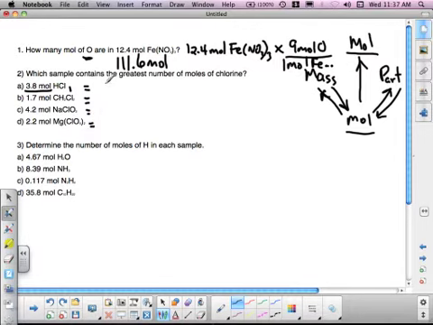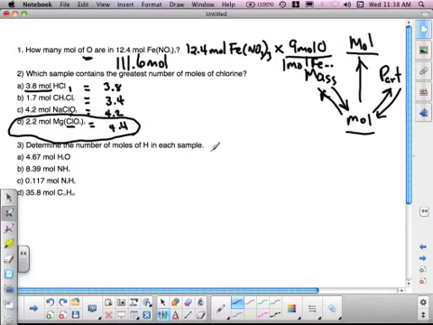All right, so 3.8 in A is 3.8 times 1. 3.4 in 2, 1.7 times 2. In C, it is 4.2 times 1. There's only a 1 there next to the chlorine. And then in D, it's 2.2 times 2. Remember, we're just looking at chlorine. So that's 4.4. So the answer is D.